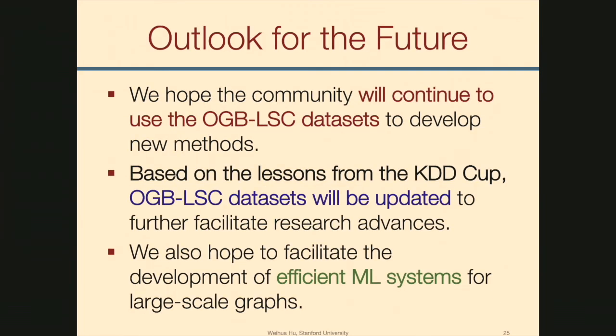So we've seen a lot of great progress, and now I want to outline the outlook for the future. We hope the community will continue to use our OGB large-scale challenge datasets to develop new methods. We still think there is a lot of room for improvement. We are also updating these datasets based on the lessons from the KDD Cup to facilitate further research advances, specifically making some datasets more challenging and including more information like the 3D structure of molecules. Not only for methodological, model and algorithm innovation, we also hope to facilitate the development of efficient machine learning systems, like easier-to-use frameworks and more efficient hardware to handle large-scale graphs.